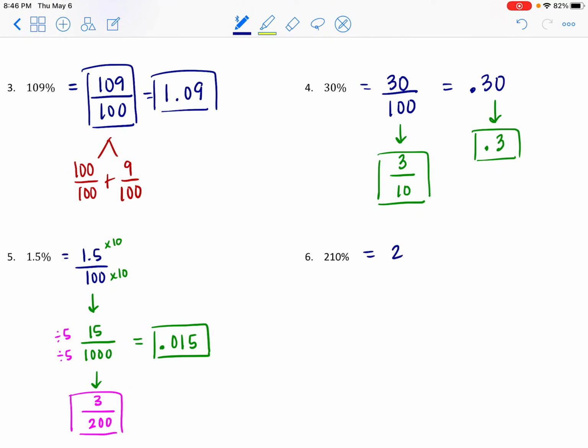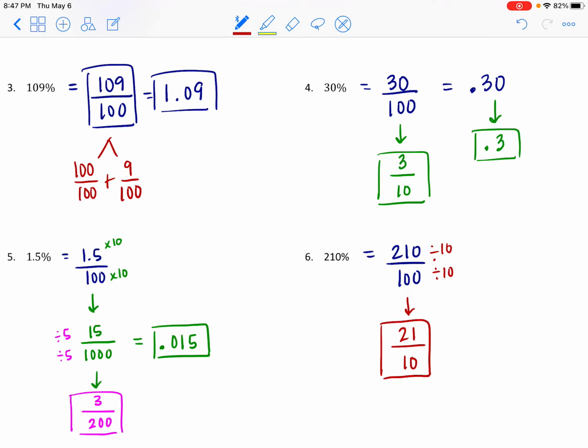210% is going to translate into 210 out of 100. And I'm going to reduce this one as well. Let's see, I can at least divide by 10. So let's see if that's going to be good here. Dividing the top by 10 is going to get me 21. So I have 21, and then dividing the bottom by 10 gives me 10. So 21 out of 10 is not going to have anything else in common. That's going to be the simplest form of my fraction.